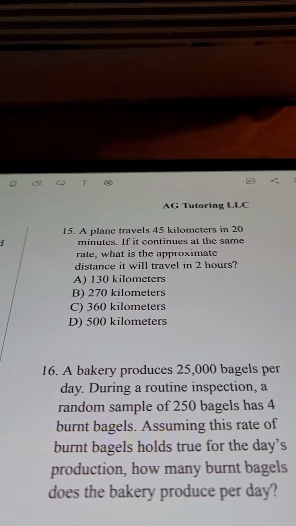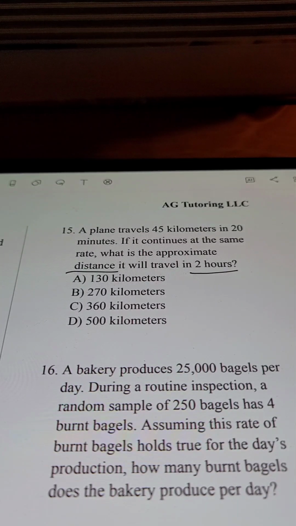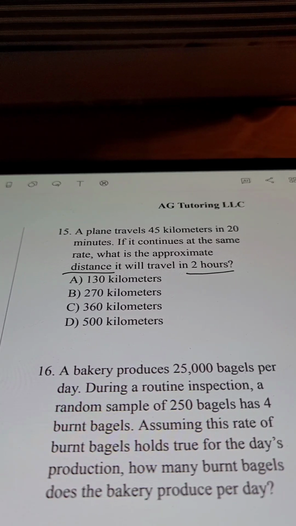Pause to read number 15. So I want to find the distance it'll travel in 2 hours, and the distance needs to be in kilometers based off of the answer choices. So my final unit should be kilometers.